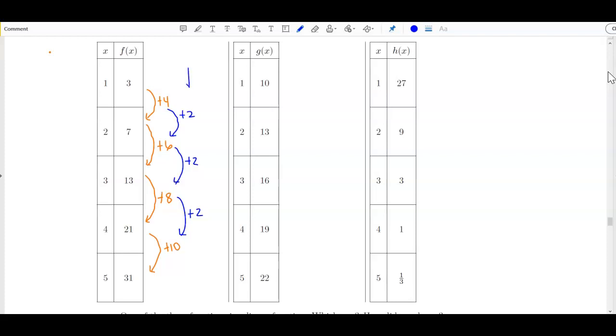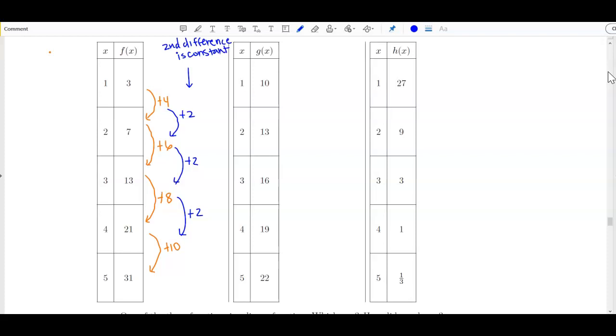So let me write that down here. We're going to say the second difference is constant. And when that's the case, that means that it is a quadratic.